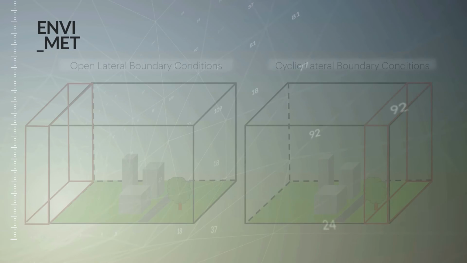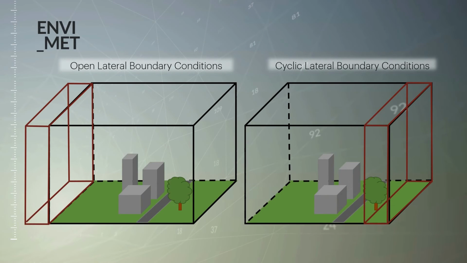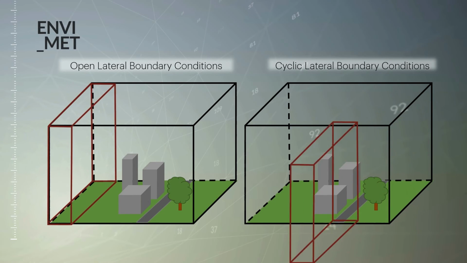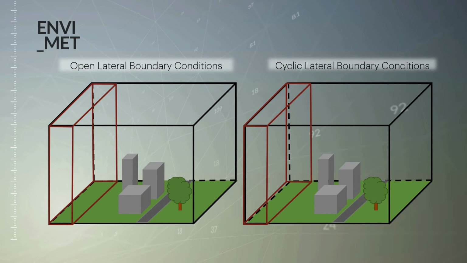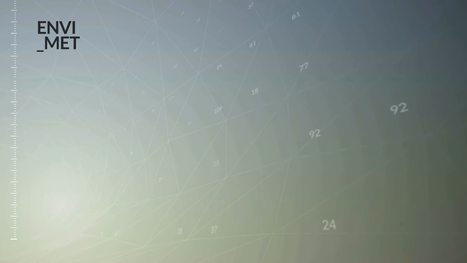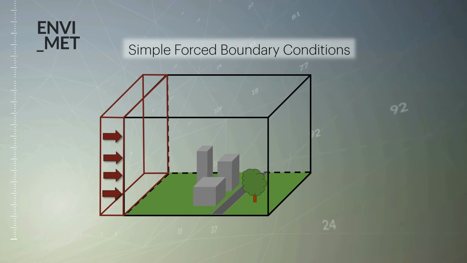The open and the cyclic lateral boundary condition types allow you to start simulations with only a few initial parameters and can be used for synthetic model areas to determine relative differences. However, with simple forcing, the values of the one-dimensional model are copied to the border. This boundary condition should be used for comparing realistic scenarios with real situations.